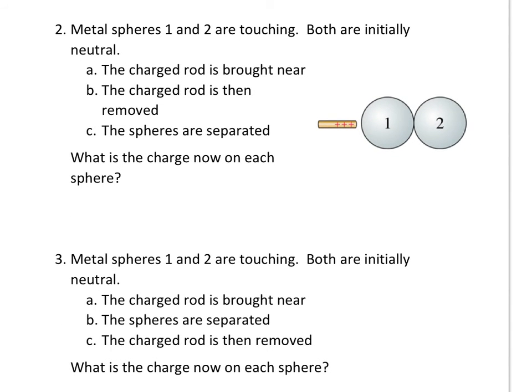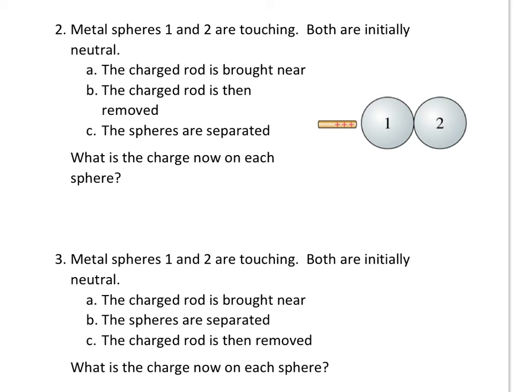Okay, the next two are the same picture, but different scenarios. So first we have metal spheres 1 and 2, they're touching, both are initially neutral. The charged rod is brought near, so first this charged rod is brought near the spheres, not touching. The charged rod is then taken away and the spheres are separated. What is the charge now on each sphere? So let's just think about what's going on. When the charged rod is brought near, you have the object polarizing. So brought near, this side's becoming negative, this side's becoming positive, this side becomes negative, this side becomes positive.